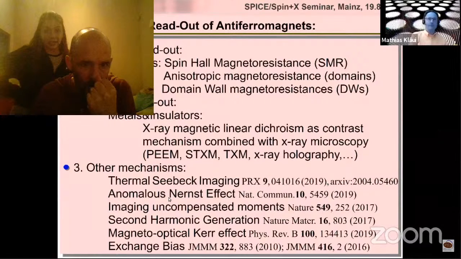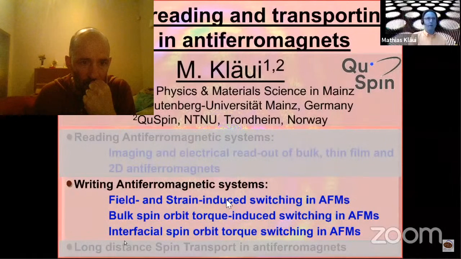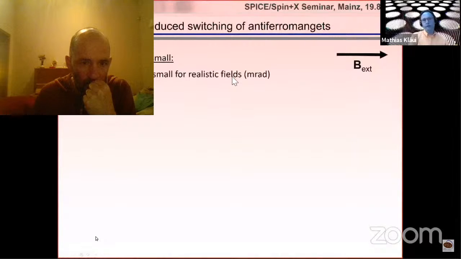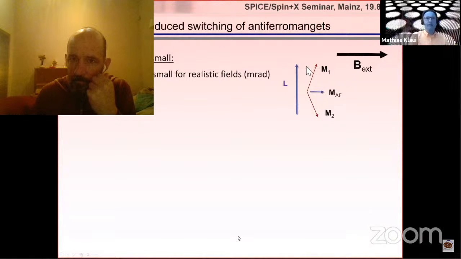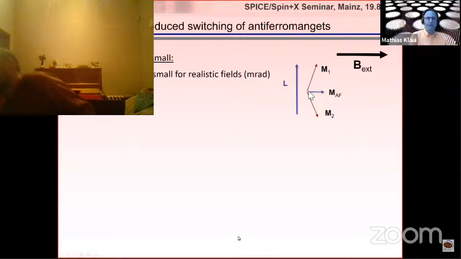So now let's get to the writing. Let's first start with fields. I already showed you that the susceptibility of antiferromagnets is small. That means if we apply a field, we get a canting of the two sublattices, which is very modest. So we have a canting of a few millirad or something like that.